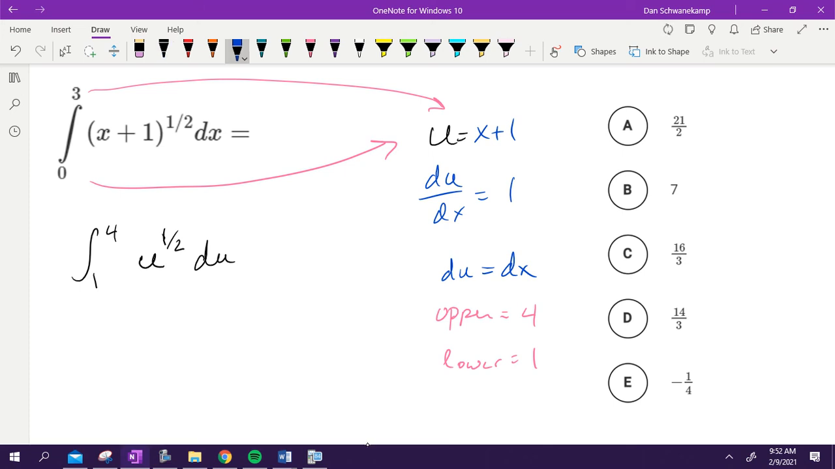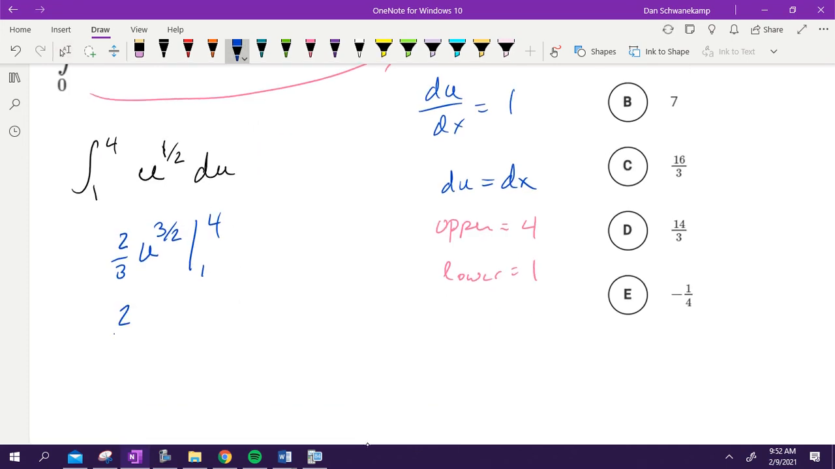So all we have to do is find the antiderivative. The antiderivative of u to the 1/2 is u to the 3/2. And then I've got to divide by my new exponent. So it's 2/3. I'm evaluating that thing from 1 to 4. So my setup, 2/3, 4 to the 3/2 minus 1 to the 3/2.